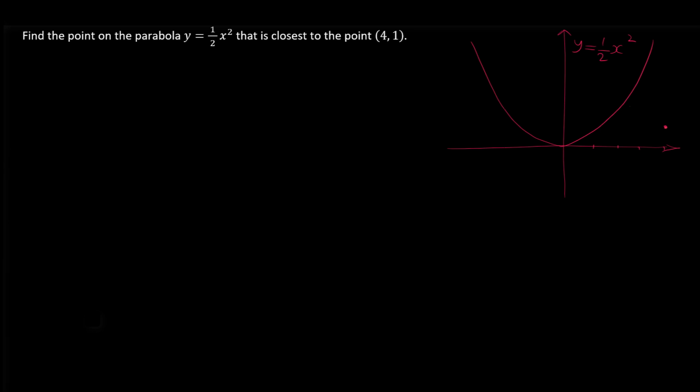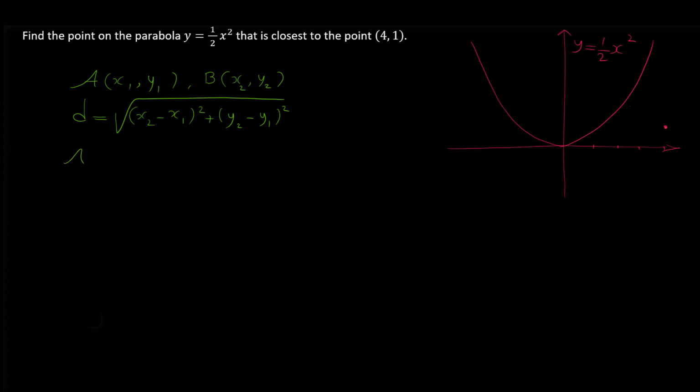Before we start, let me remind you of the formula for the distance between 2 points. If we have a point like (x1, y1) and another point (x2, y2), the distance between these 2 points is the square root of (x2 minus x1) squared plus (y2 minus y1) squared. This formula shows the distance between any 2 points.